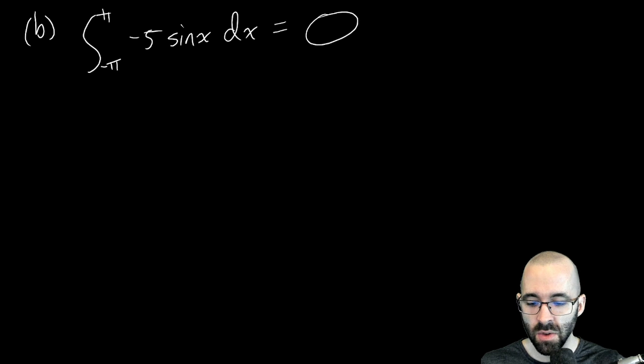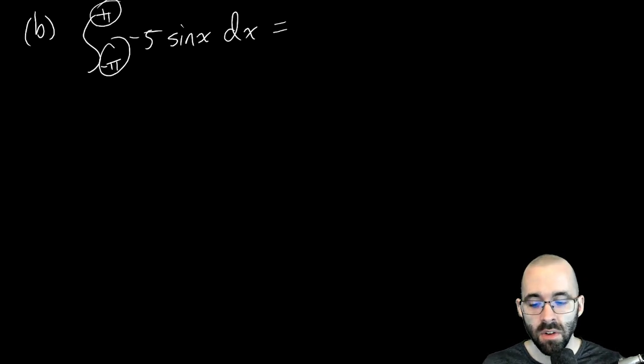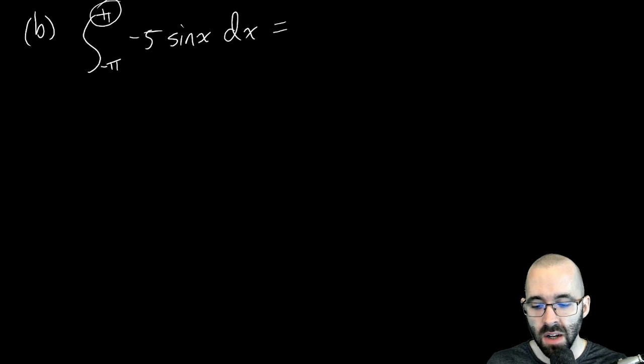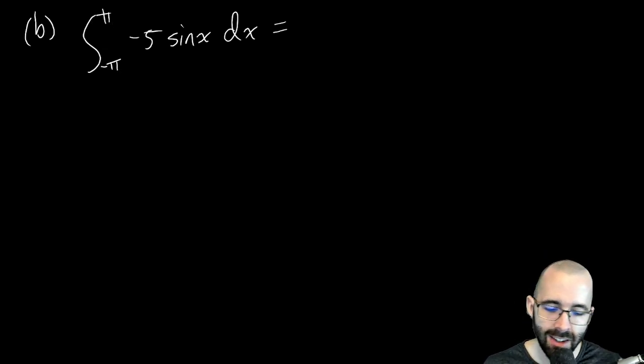We're already done because we have a symmetric interval that we're integrating over. Negative pi to positive pi. But let's say we didn't know that. Let's say we didn't have this rule and we had to do it the long way. This is what it would look like.